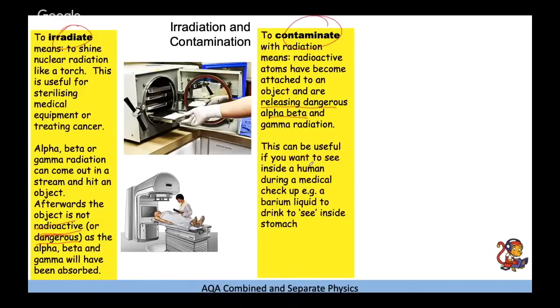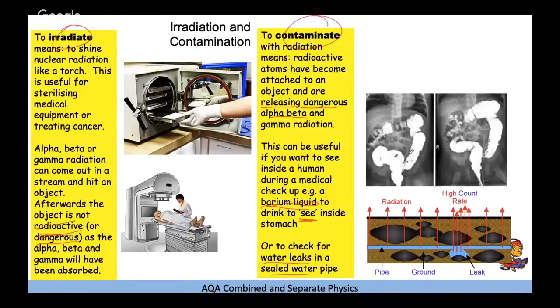Now, this can be useful if you want to see inside a human during a medical checkup. So you might drink a barium liquid to be able to see inside the stomach, or maybe put some radioactive material through a water pipe to be able to look for leaks. So here is the inside of someone's intestine, having drunk a radioactive liquid. And here is some radioactive material going through a pipe to be able to detect leaks.